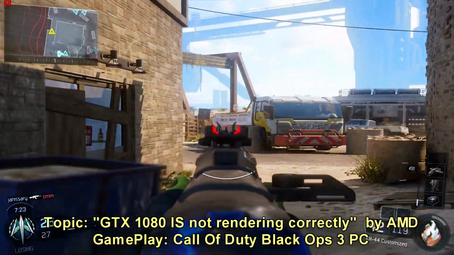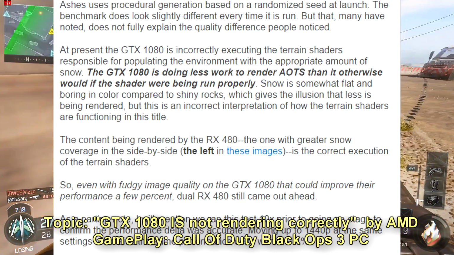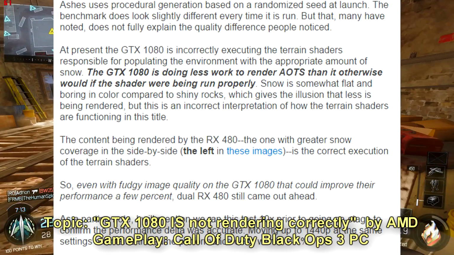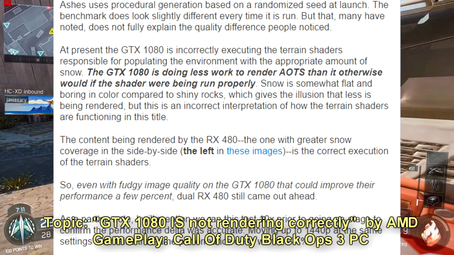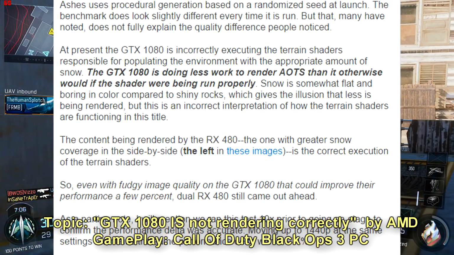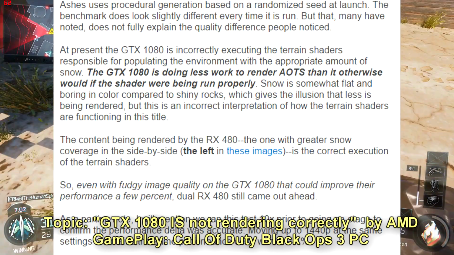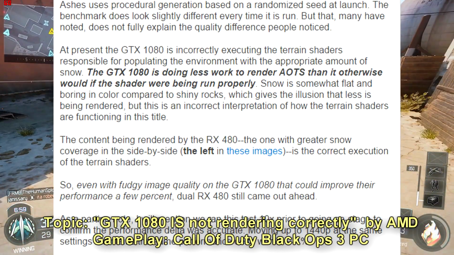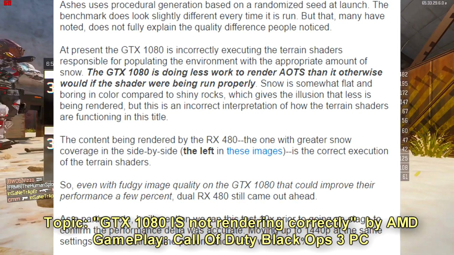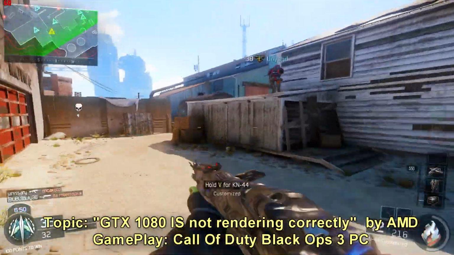They also said that Ashes uses procedural generation based on a randomized seed at launch. The benchmark does look slightly different every time it is run, but that, they noted, does not fully explain the quality difference people noticed. At present, the GTX 1080 is incorrectly executing the terrain shaders responsible for populating the environment with the appropriate amount of snow, and it is doing less work than it otherwise would if the shaders were being run properly. If you want to read the full article, I'm going to be linking it in the description.